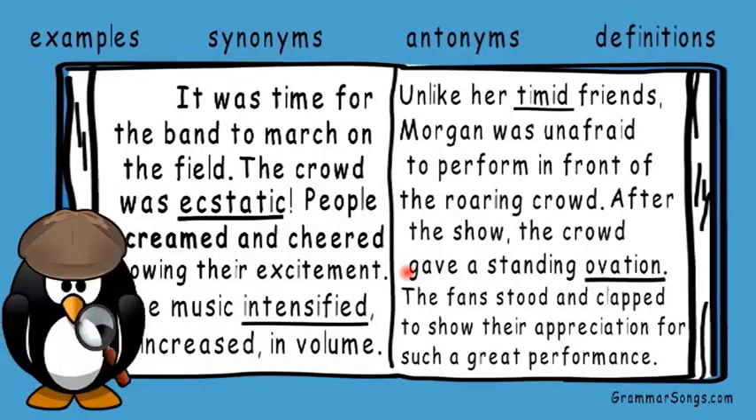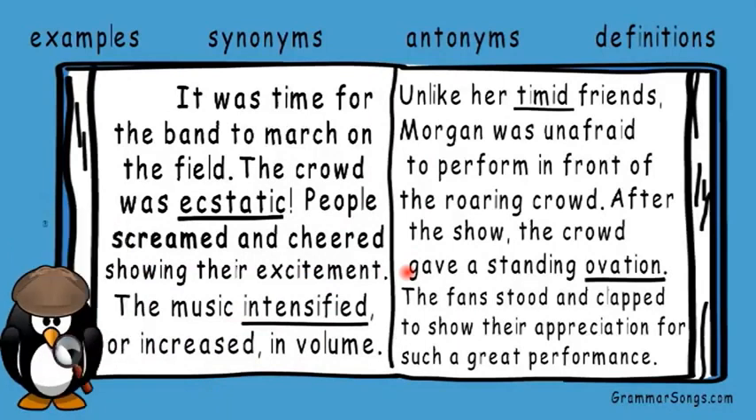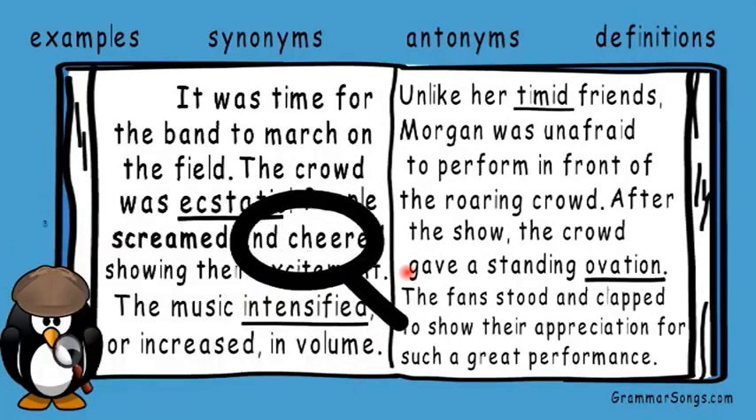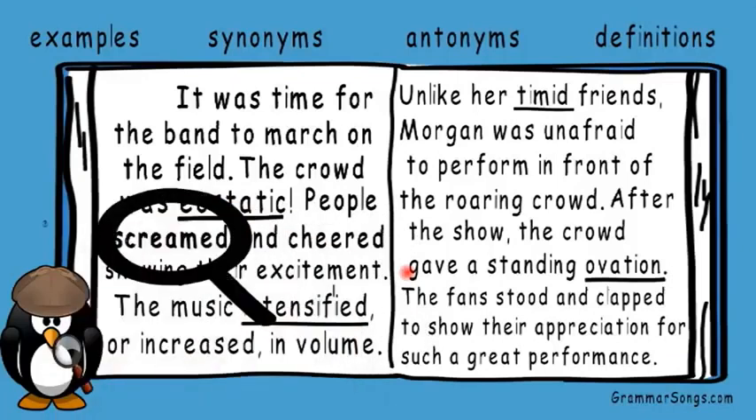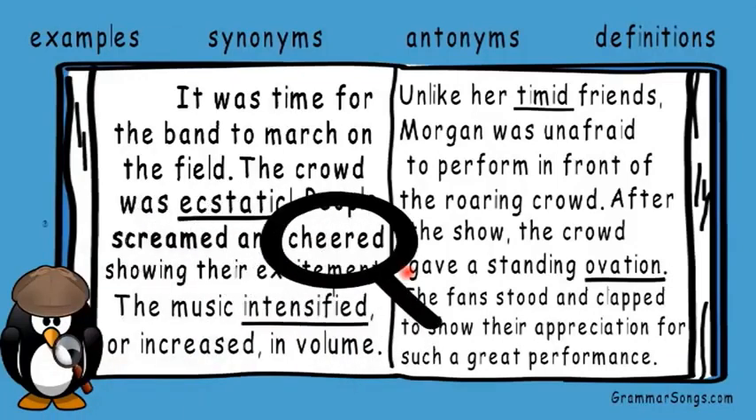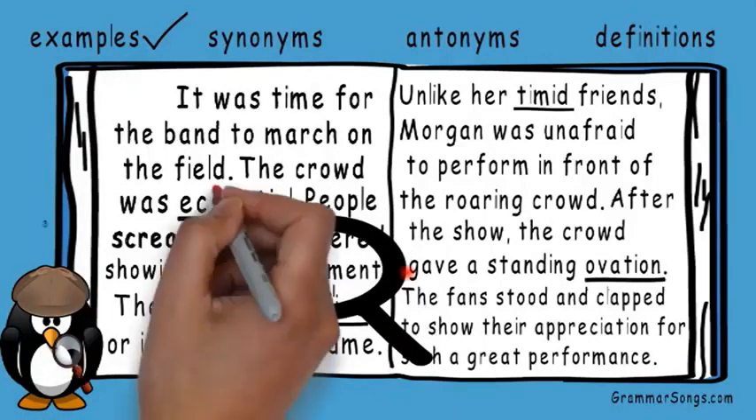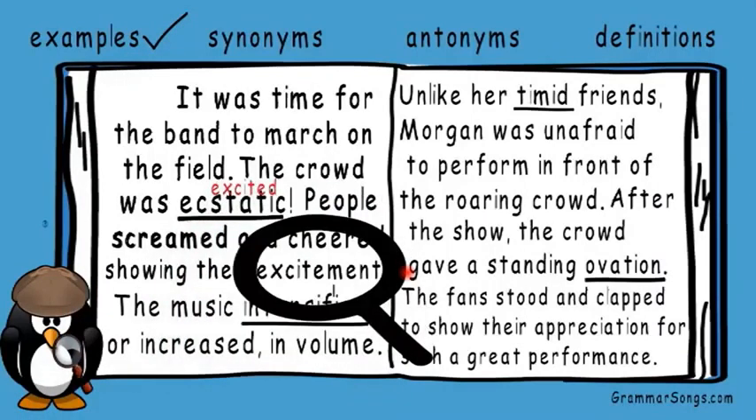I see some clues. That's great. What do you see? People screamed and cheered and showed excitement. Very good. Screamed and cheered would be examples of people who are ecstatic. People who are ecstatic are excited. Let's keep reading.